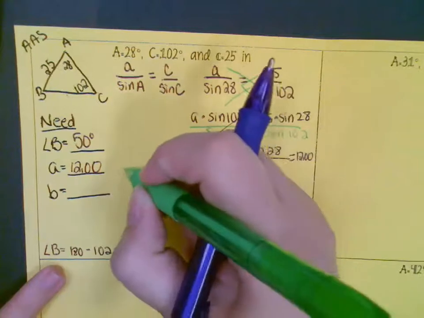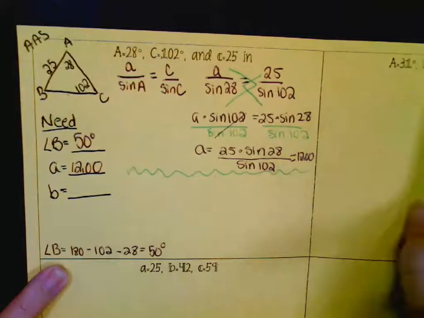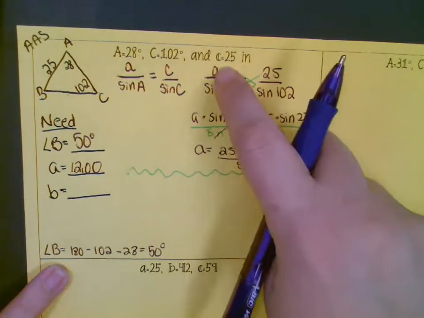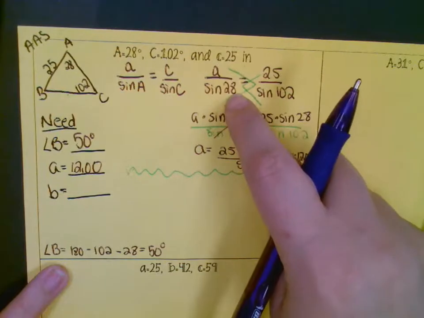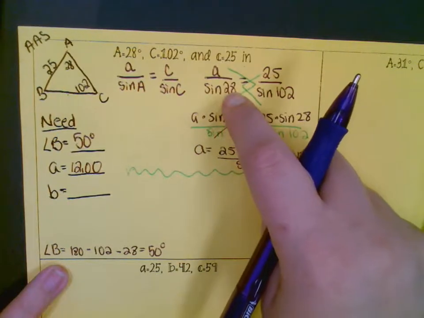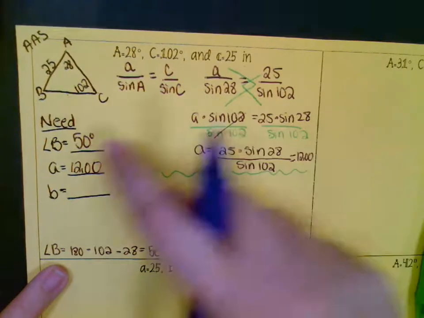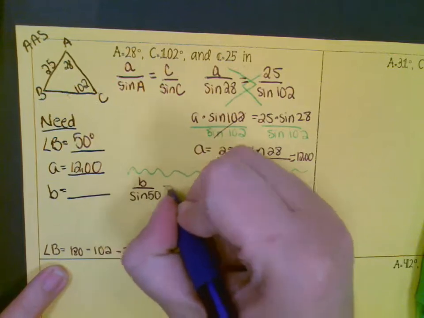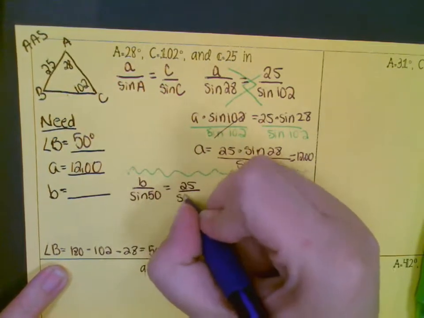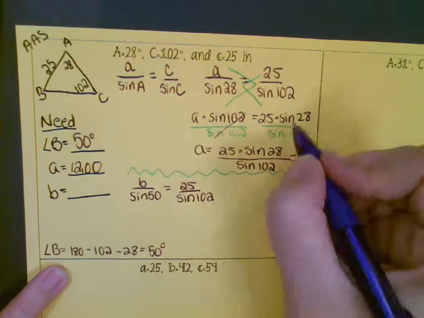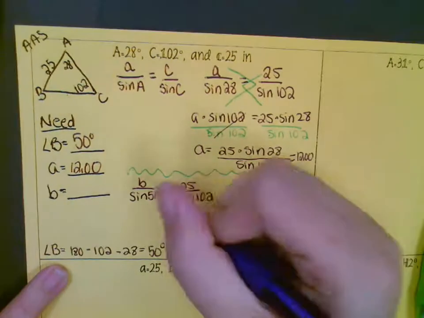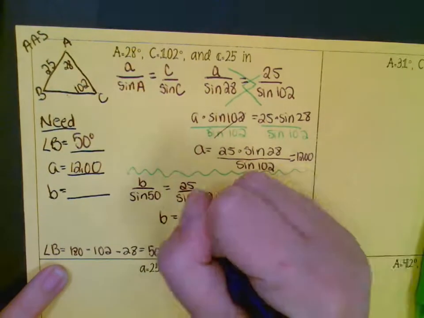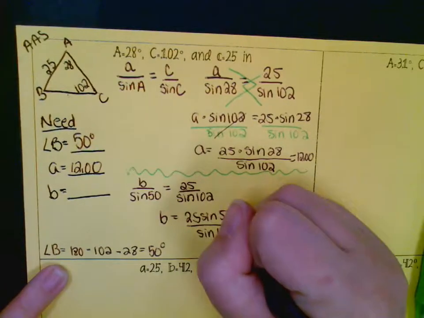So we're going to set it up the same for B. So we can leave these the same since that's what we were given. So half of our proportion we already know. Our variable B would be there. So the only thing really changing is this angle. That's going to turn to a B, or what angle B is, which is 50. So B over the sine of 50 equals 25 over the sine of 102. So if we do the same thing we did up there, we would multiply by the sine of 50. So B would equal 25 sine of 50 over the sine of 102.